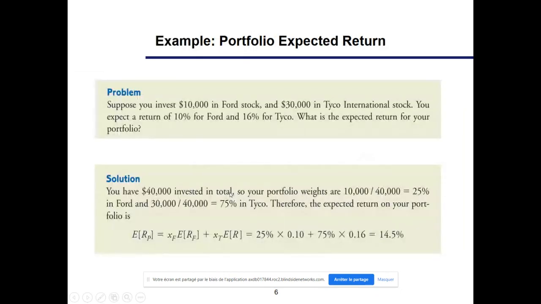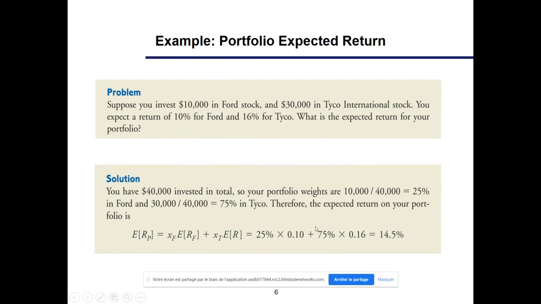For example, suppose you invest $10,000 in Ford stock and $30,000 in Tyco International stock, and you have an expected return of 10% for Ford and 16% for Tyco. What is the expected return for your portfolio? You can simply calculate the weight and expected return. 25% represents $10,000 over $40,000, which is the total value of your portfolio. You invest $10,000 in Ford stock, it represents 25%. The Ford stock generates 10% expected return.